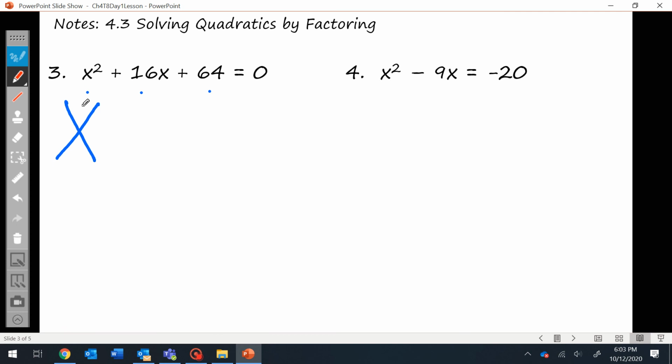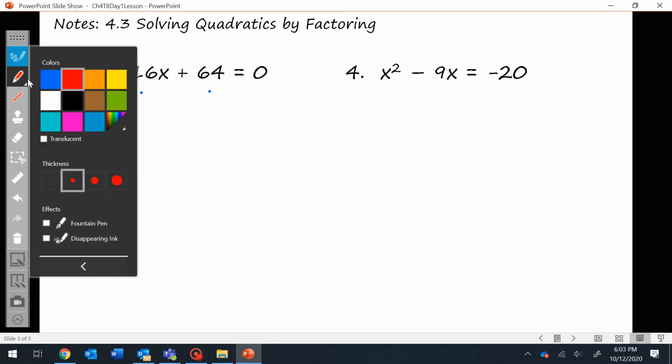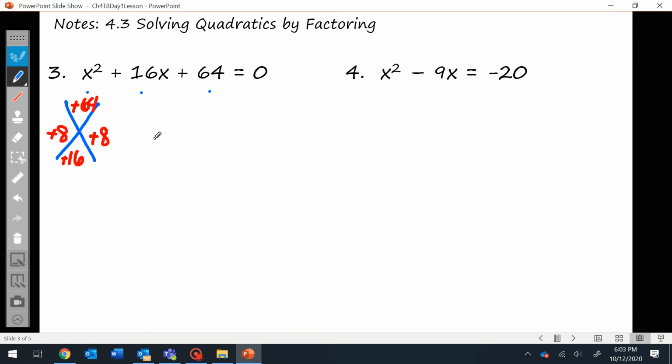So up top, I'm going to have a times c, so positive 64. And on the bottom, I'm going to have b, positive 16. I'm looking for two numbers that add to 16 and multiply to 64. I'm looking for 8 and 8. So this factors to x plus 8 times x plus 8 equals 0. What this is telling me is that the two factors of x squared plus 16x plus 64 are x plus 8 and x plus 8.